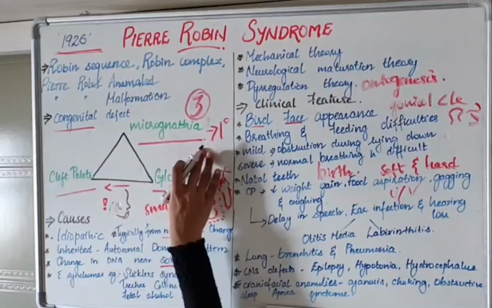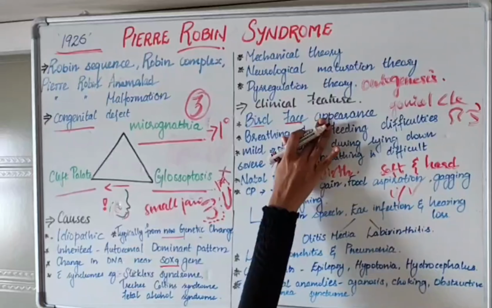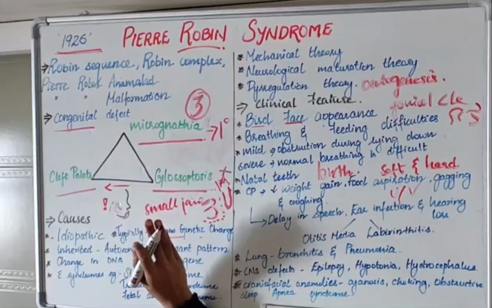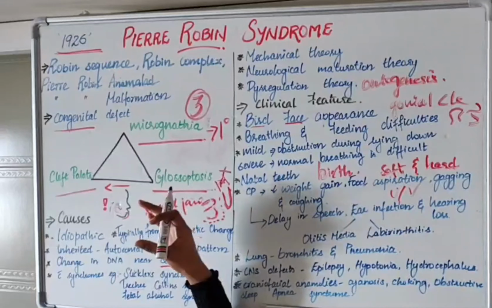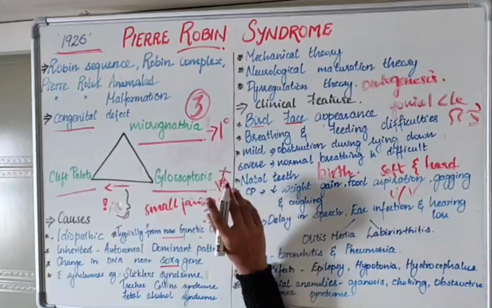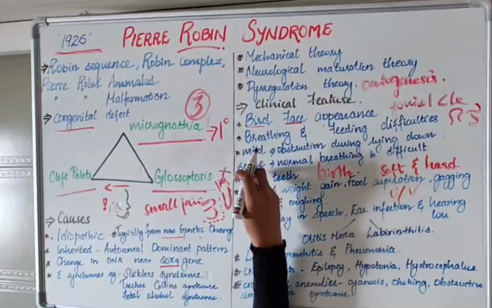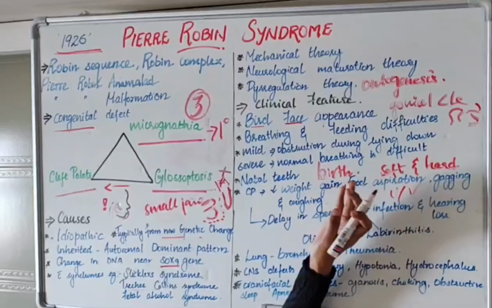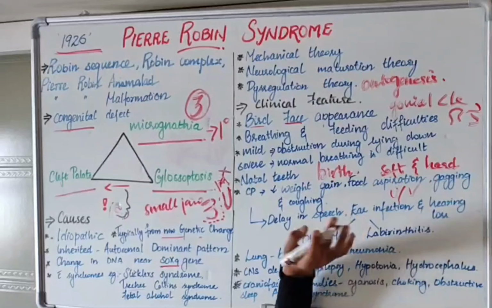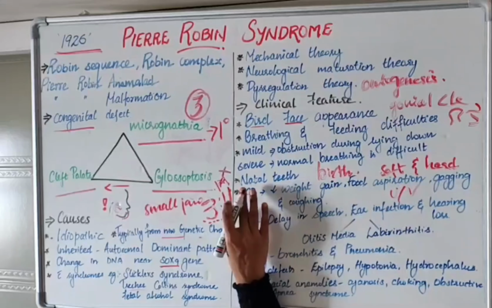Ear infections like otitis media, labyrinthitis, and in severe cases it can also lead to hearing loss. So with micrognathia, you can see there is a bird face appearance. Due to cleft palate and glossoptosis, we have breathing and feeding difficulties. Based on how severe the airway obstruction is, breathing can be difficult, whether lying down or even in a normal position.